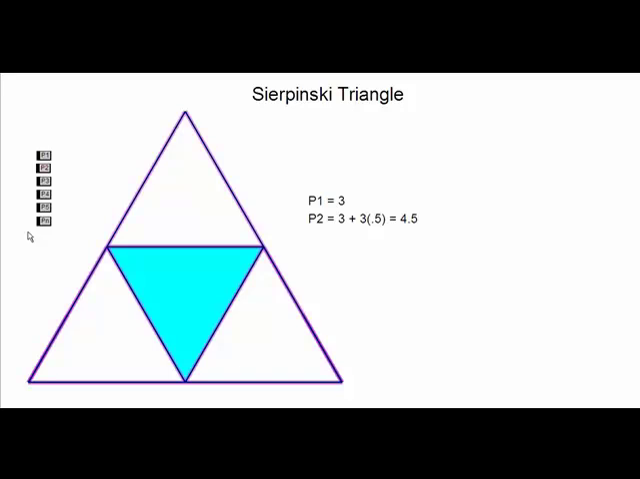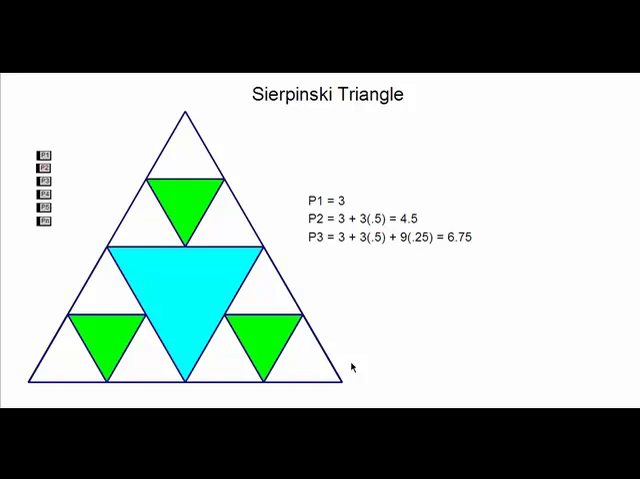We have 3, which is from the first equilateral triangle, plus 0.5, which is the length of our new triangle, and there are 3 line segments of that length, which gives a total perimeter for piece 2 of 4.5 units.